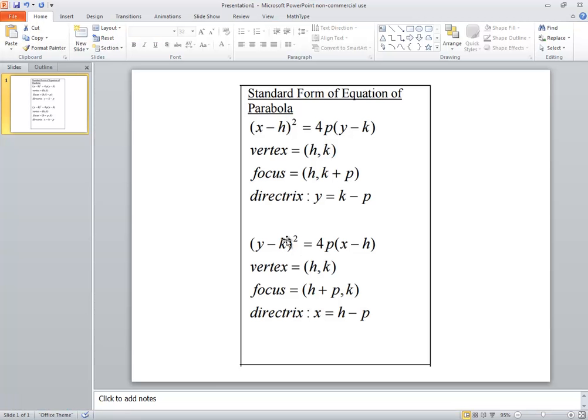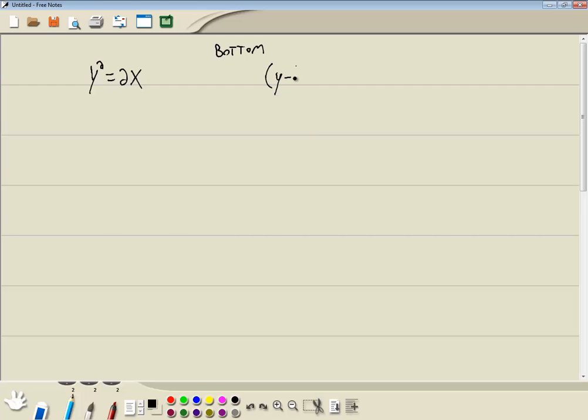Now our bottom formula is y minus k squared is equal to 4p times x minus h. We're going to try to rewrite this so it's in this form. Over on this side, we just have y squared. We need this as y plus a number or y minus a number squared. I'll choose a minus, it doesn't matter. What number can you put here such that you don't change its original value? Well, 0 would work, because y minus 0 is y, and y to the second power gives you y squared.